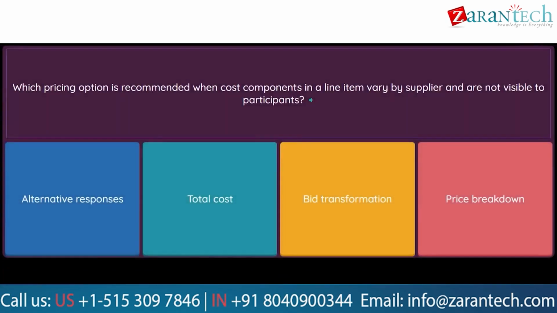Question: which pricing option is recommended when cost components in a line item vary by supplier and are not visible to participants? Option 1 Alternative responses. Option 2 Total cost. Option 3 Bid transformation. Option 4 Price breakdown.